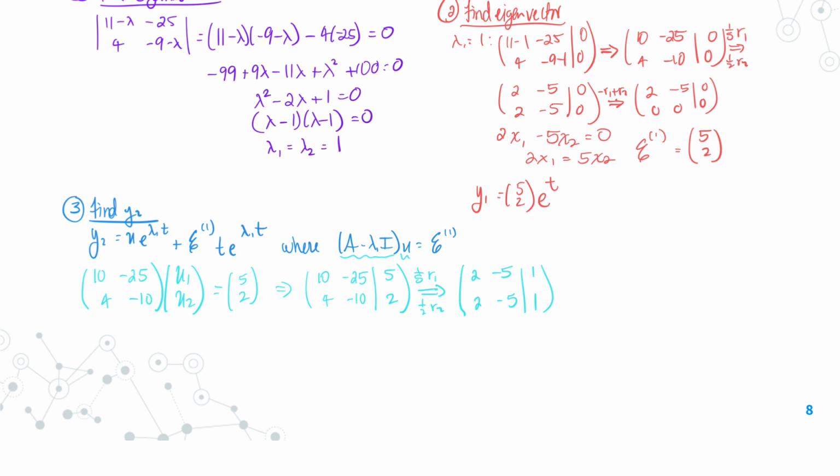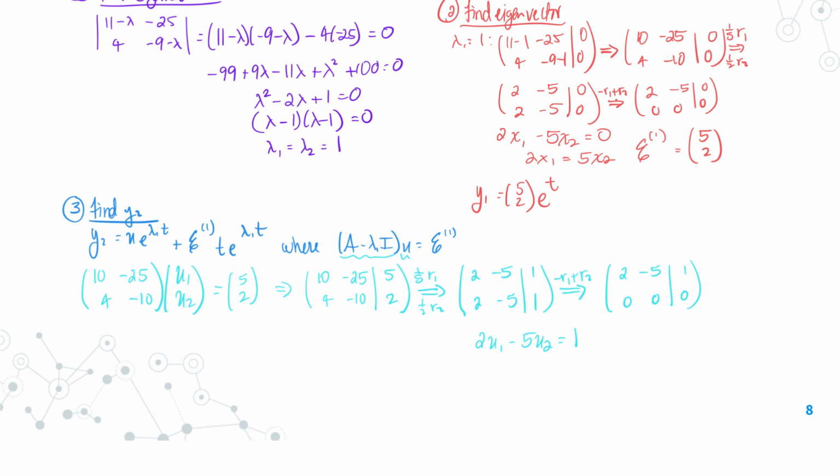And so the best part is it's exactly the same as before, where we end up with a second row being a multiple of the first row. So we can just say then negative R1 plus R2, just like we did before, is our new augmented matrix, which is going to look like 2, negative 5, 1, 0, 0, 0. So what this tells us then is that 2u1 minus 5u2 is equal to 1.